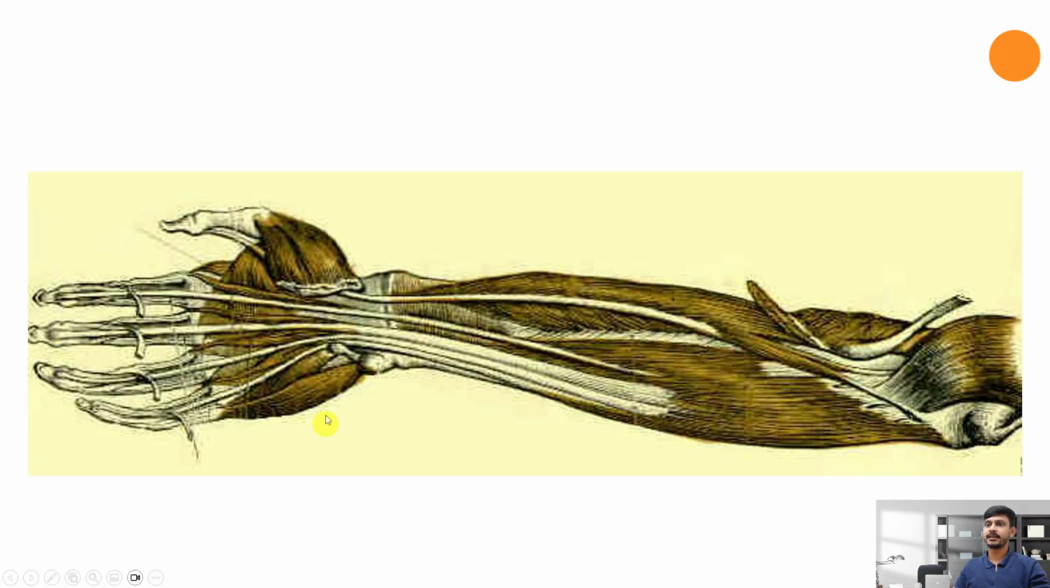So what happened with that is, as you can see in this diagram, the FDP slips to the third, fourth and fifth digit are common. The fascia of these flexor tendons are common. As you can see, the tendon to the index finger originates and runs separately.